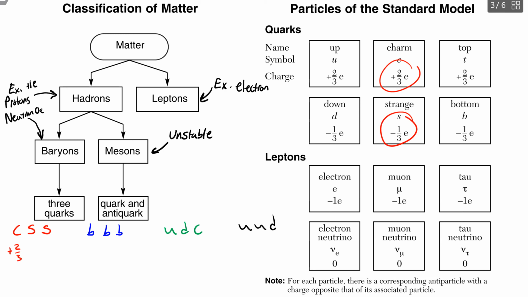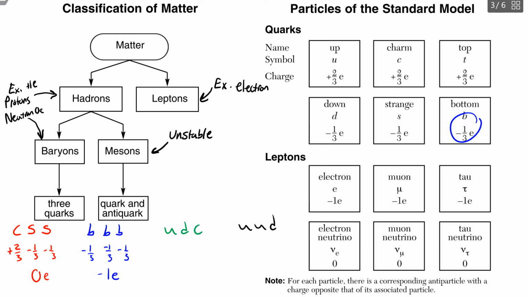And then we have strange, minus 1/3, minus 1/3. All right, so 2/3. Well, this is minus 2/3. So actually, that's going to give us 0E right off the bat. Sweet. Bottom has a charge of negative 1/3. So negative 1/3. You can see where this is going. That's negative 3/3 or negative 1E.